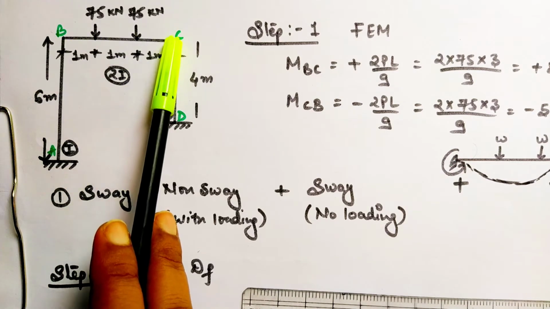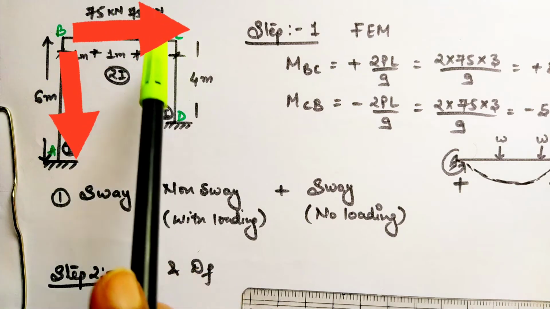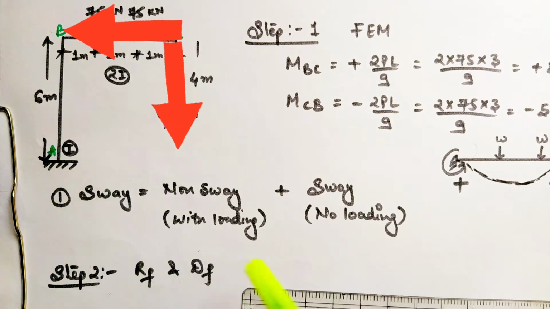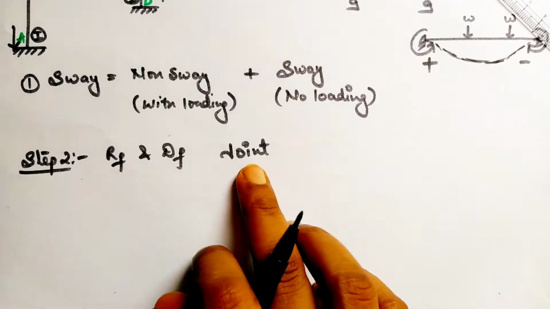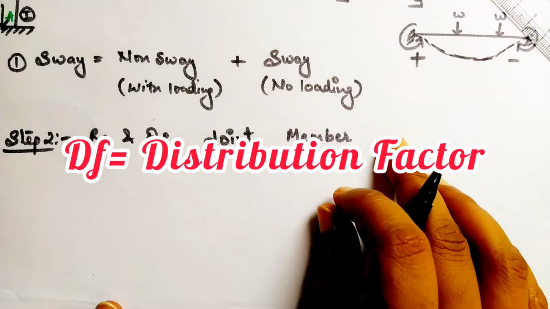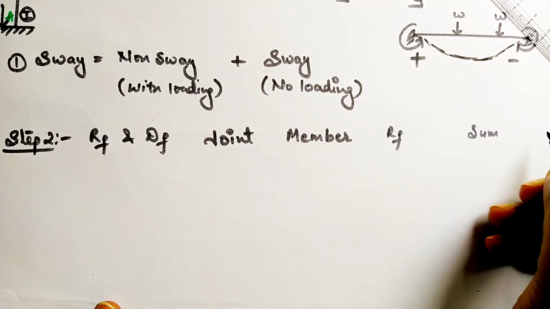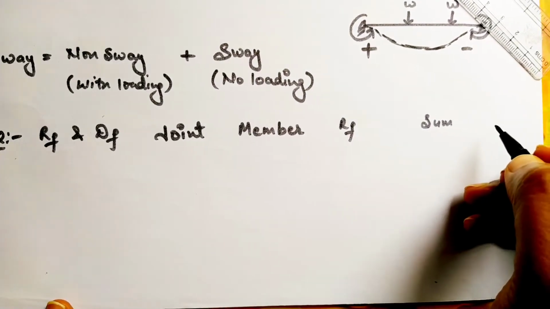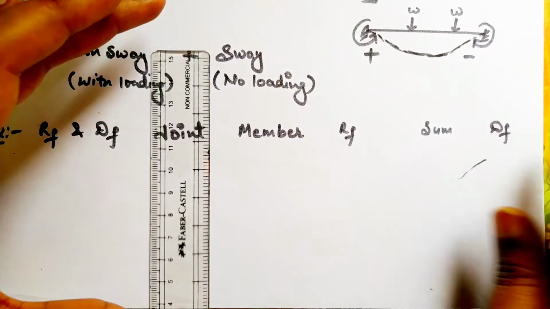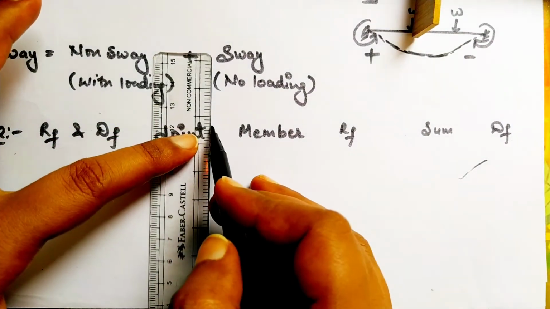Now at this side positive, this side negative, and C is the common joint connecting the leg and the story. So we'll now consider RF and DF. For that we have to make a table. In this table we'll write the joint, the members connected to that joint, then RF, sum and DF. Now why are we calculating this RF and DF? You can see the link which is coming up, and you can understand why we are calculating RF and DF.